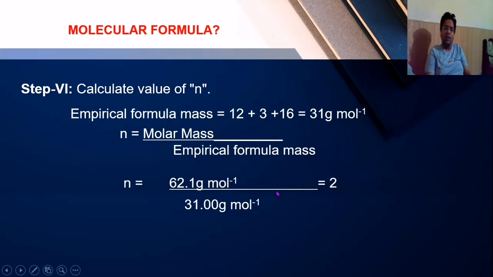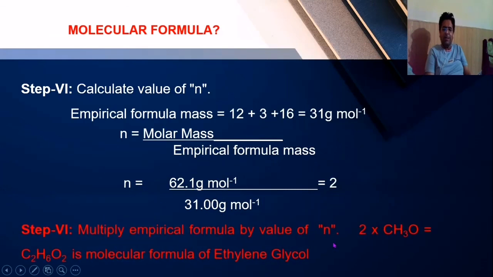Now how can we calculate the molecular formula? As the empirical formula is CH3O, multiply it by n, which is 2, so it will change into C2H6O2. This will be the molecular formula of ethylene glycol. I am hopeful that, as we have discussed three things: percentage composition, empirical formula and molecular formula, by watching this video you can clearly understand how to calculate the percentage composition, the empirical formula, and the molecular formula.